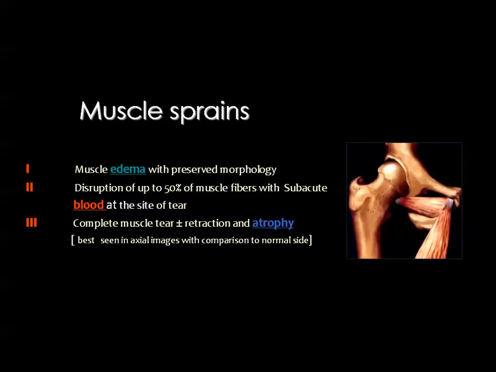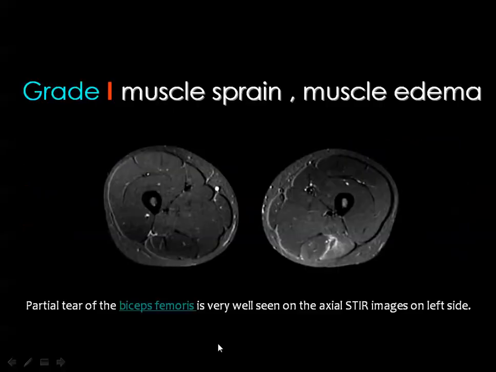Then we came to the muscle sprains, and we have 3 grades of muscle injury which commonly affect the muscles. Here you remember the obturator internus, obturator externus, and the adductor brevis. In grade 1 muscle injury, there is muscle edema, low signal in T1, high signal in T2. In grade 2 muscle injury, there is muscle hematoma, high signal of blood in the T1 and T2 images. In grade 3, there is muscle tear, retraction, and atrophy of the affected muscle.